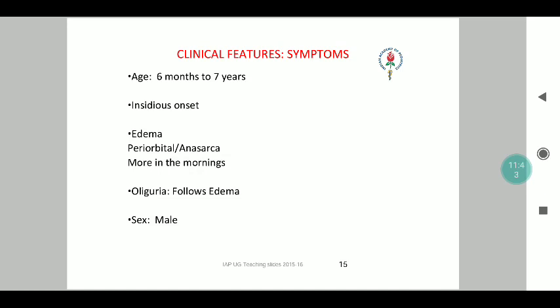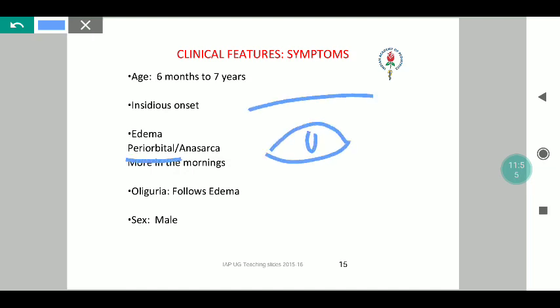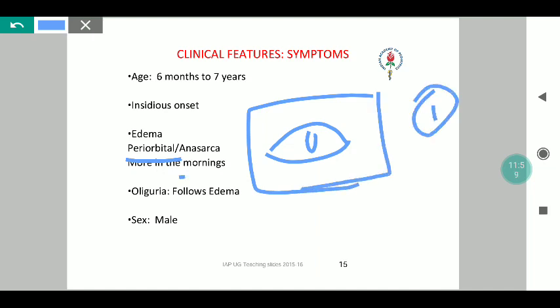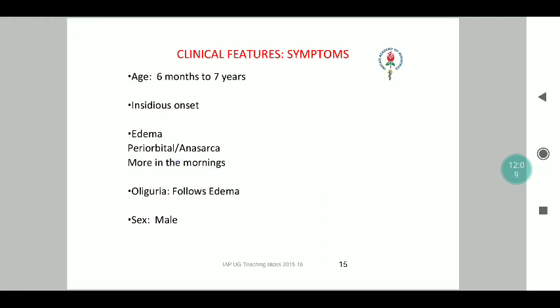Presenting feature will be a typical facial puffiness with morning edema or periorbital edema, more in the mornings. Now, why periorbital edema is because periorbitally the amount of soft tissue is more. Number 1. Number 2, why in the mornings it is more is because the child sleeps in a supine position. So there tends to be an accumulation of fluid periorbitally. So that is an explanation for why it is a morning edema.